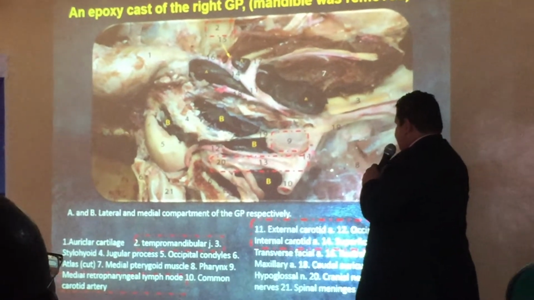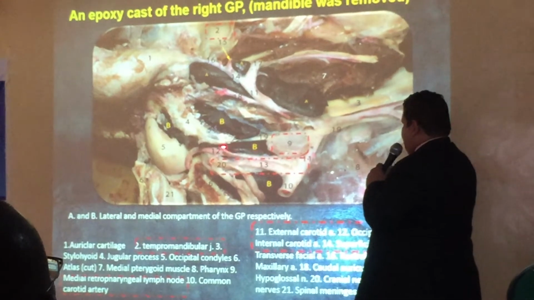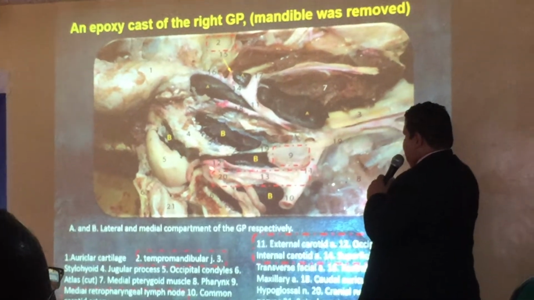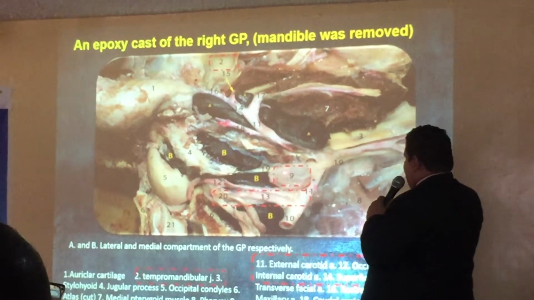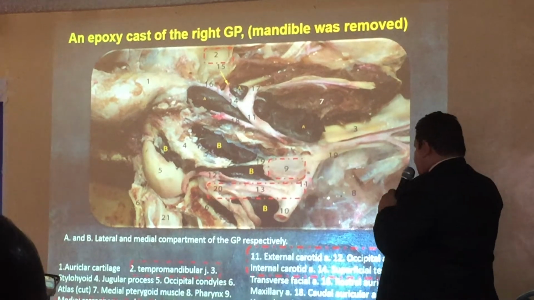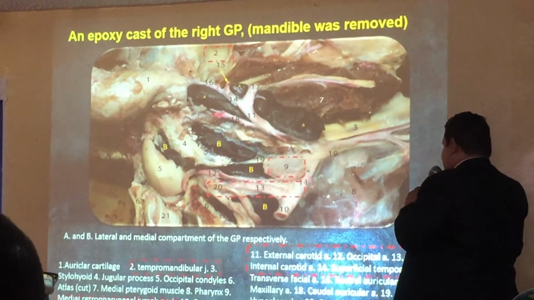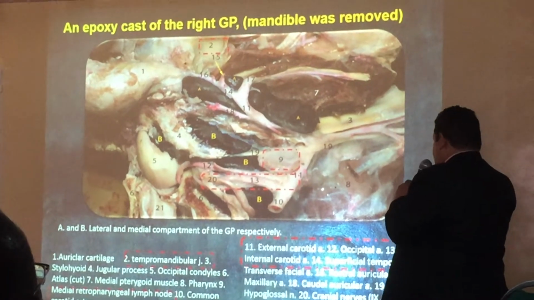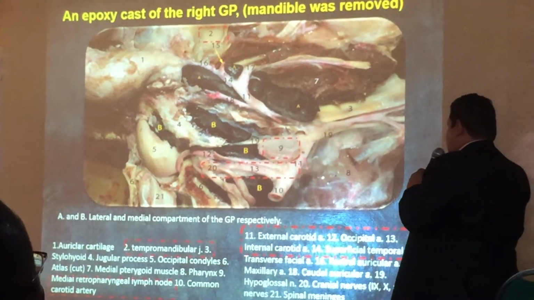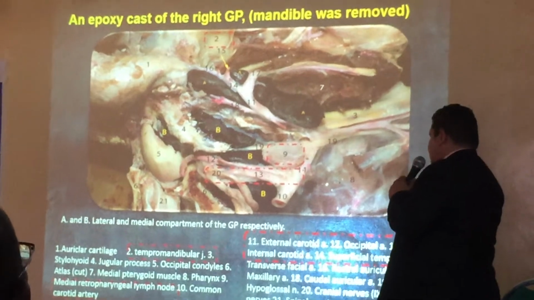Common carotid artery, external carotid artery, occipital artery, and internal carotid artery. The occipital and retropharyngeal lymph nodes and some nerves, the external carotid artery, occipital artery, internal carotid artery, and the hypoglossal nerve. Cranial nerves 9, 10, 11, the pharyngeal branch, and spinal meningeal.